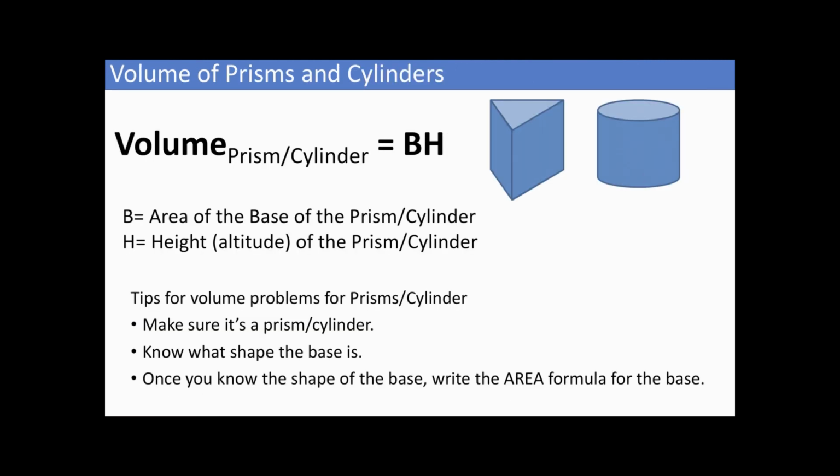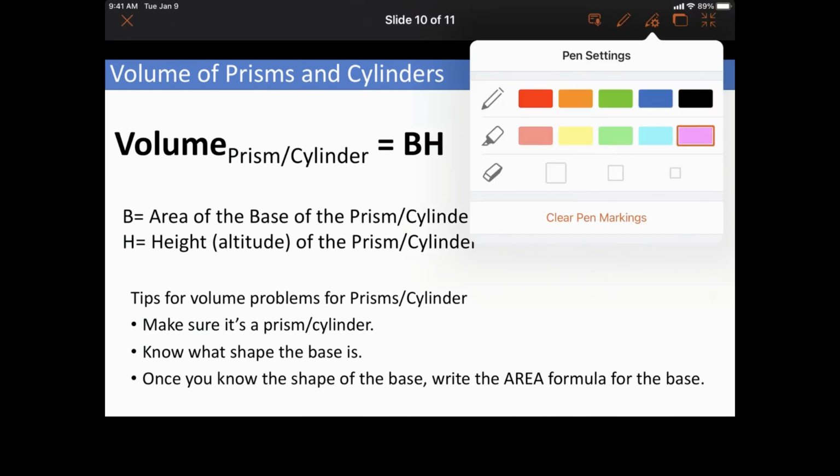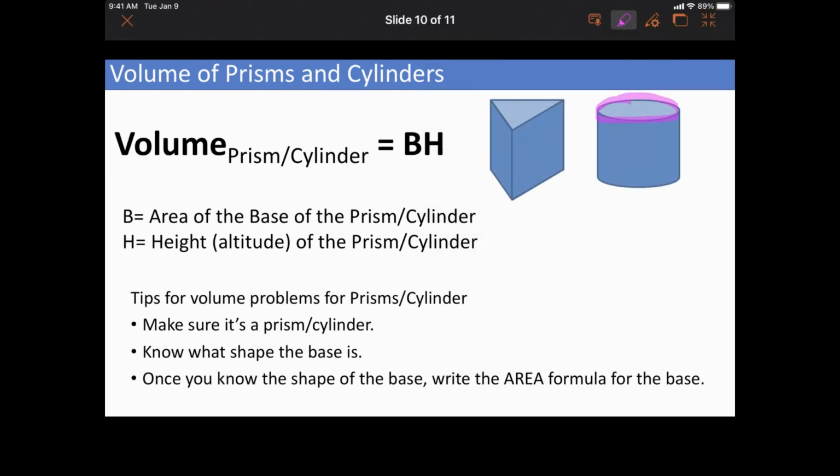All right, so here's a summary. Remember, the formula is still the same for both the prism and the cylinder. It's just whatever the shape of the base is, whether it's a circle or a polygon. This is the formula. Here are some tips. Make sure it's a prism or a cylinder. Really know what that base is, so then you can take that and write the area formula for it.